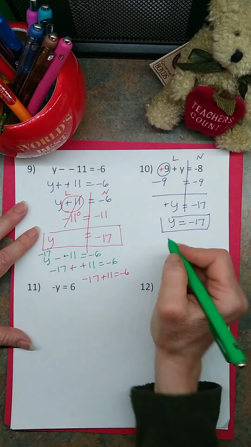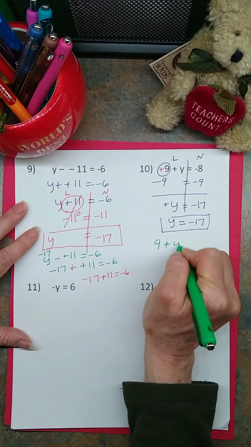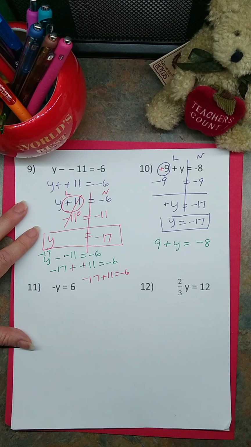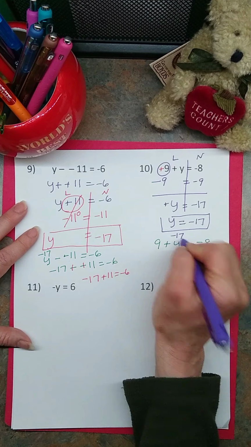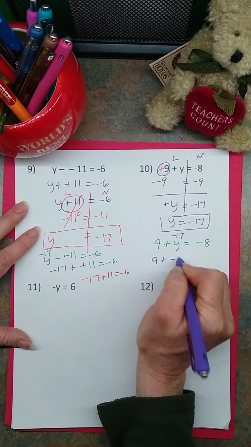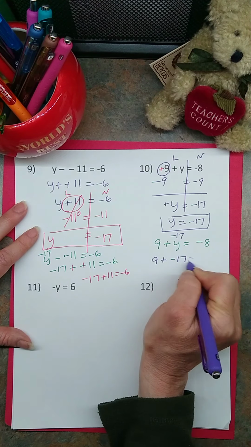Let's check that one. 9 plus y is -8. In the spot marked y, put the value that you found. Is 9 plus a negative 17 negative 8? I can see that it is. Negative 8 is negative 8. So I know that answer is correct. All right. Take a look at number 11.